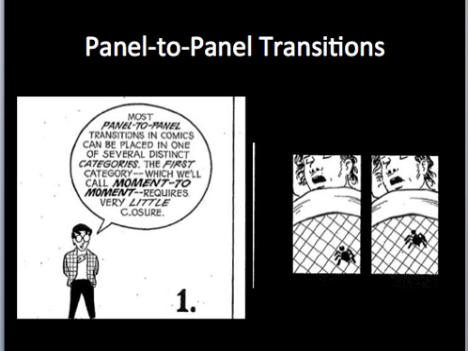So the next thing that he looked at that's important to take a quick overview of is panel-to-panel transitions, and how we transition to tell a story. Transitions in comics can be placed in one of several distinct categories. The first category, moment to moment, requires very little closure. So we see in the first panel, the spider crawling on the guy. And then in the next panel, the spider a little bit more up. So it's not so big a gap that we can't make the inference that the spider is moving.